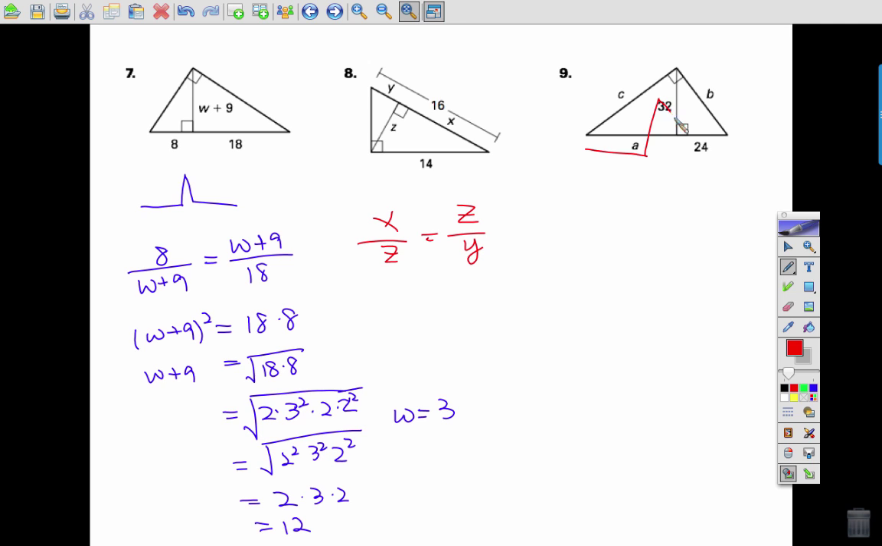Altitude, we like it. If I have altitude, I have heartbeat, I can find A. So I can do A over 32 equals 32 over 24, and then solve for A. Once I solve for A, you can use the Pythagorean theorem, c squared equals a squared plus b squared. Plug it in. Your b squared is 32, your a squared is whatever the answer is. You can find c. And obviously you can use the Pythagorean theorem to find b as well. Okay?